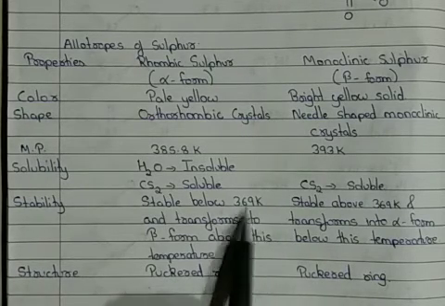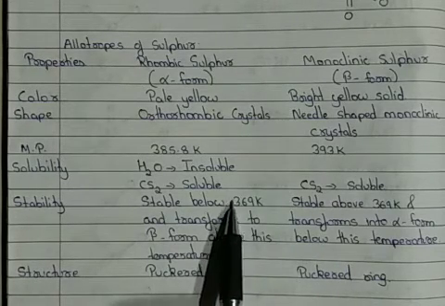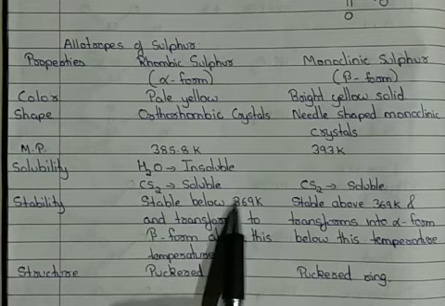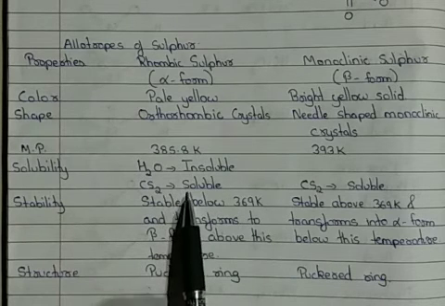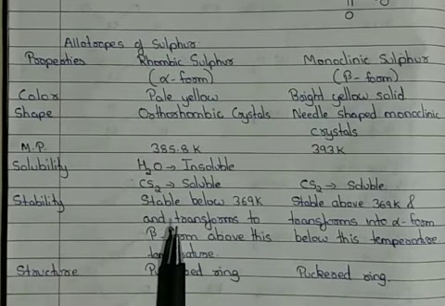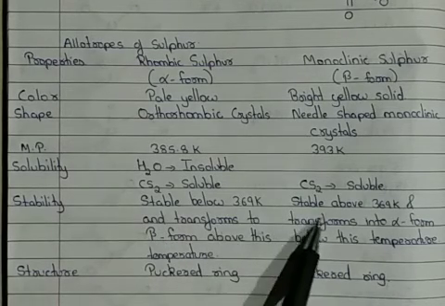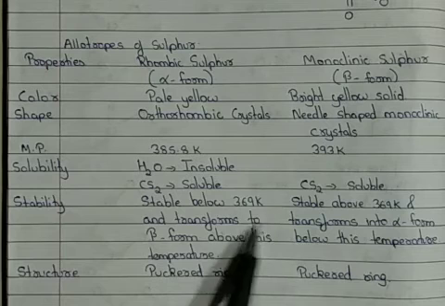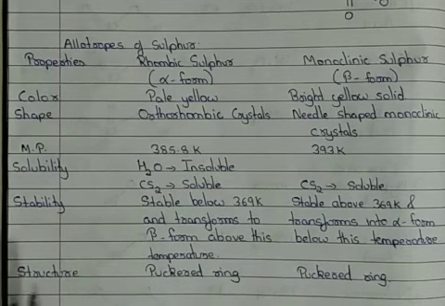Why is it taken as the transition temperature? Because below this temperature the alpha form is more stable and above that temperature the beta form is more stable. So at this temperature there is a transition of one allotrope of sulfur into the other allotrope, and that's why we call it the transition temperature. That is 369 Kelvin in the case of sulfur.